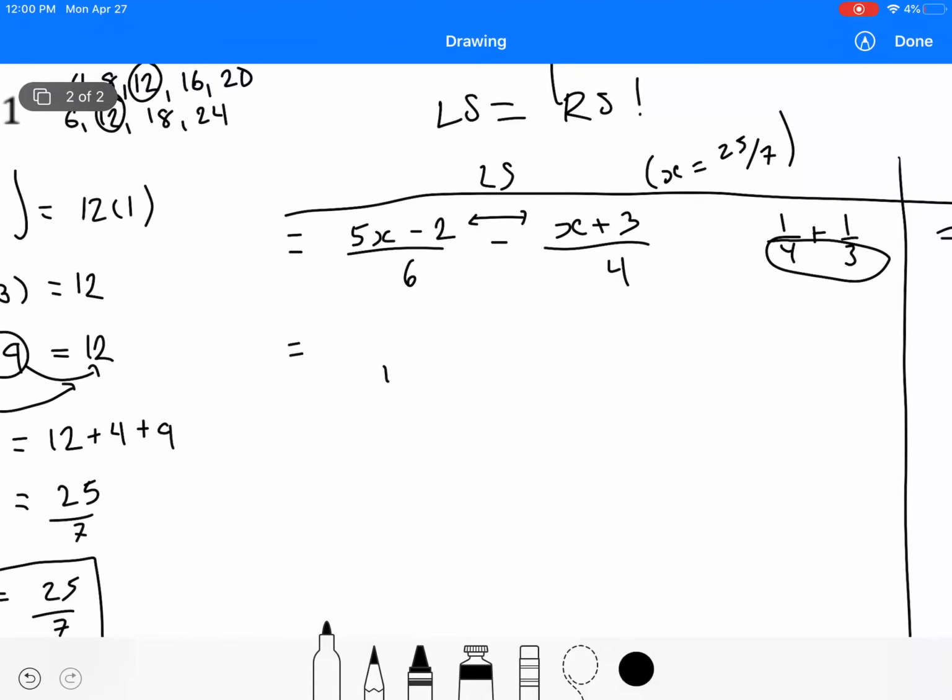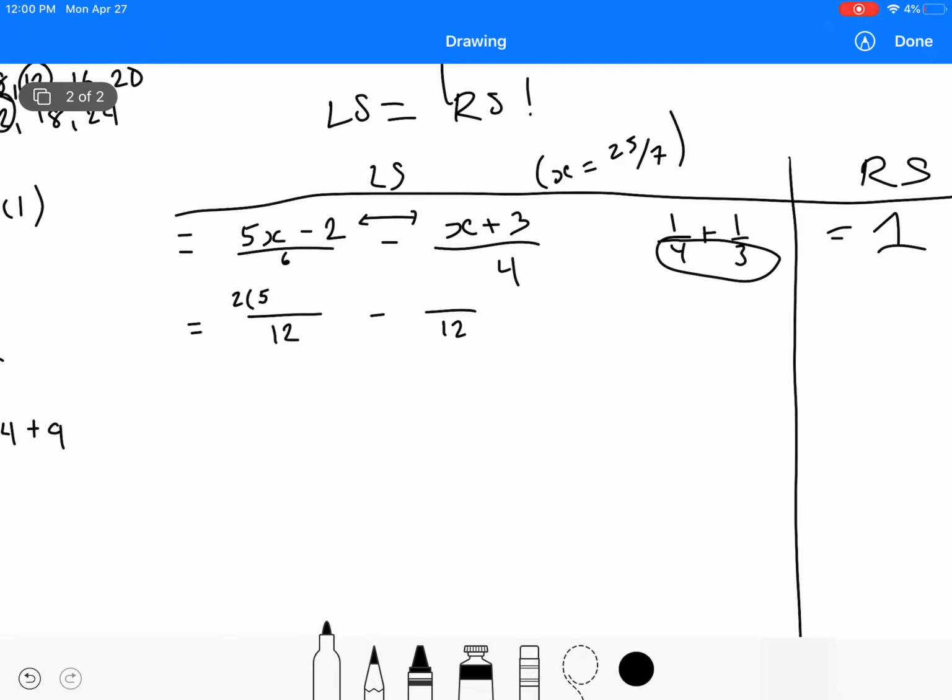So I need to have two fractions with a common denominator of 12, so I can subtract them. So the fraction on the left, originally the denominator was 6. If I want to make that denominator 12, I'm going to have to times it by 2. So the whole top, I'll multiply by 2, so it'll be 2 times (5x minus 2). And on the right side, the denominator went from 4 to 12, so it'll be multiplied by 3. So now I need to multiply the top by 3.